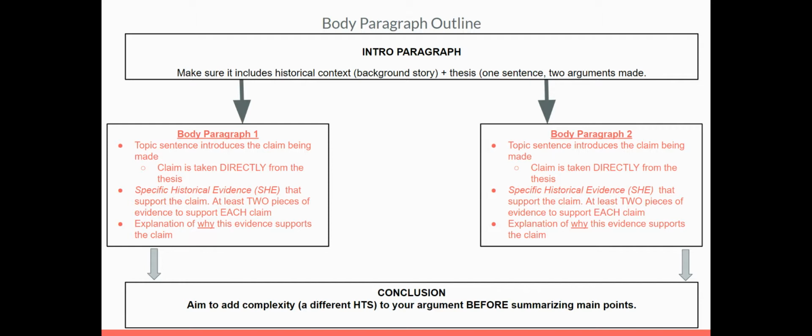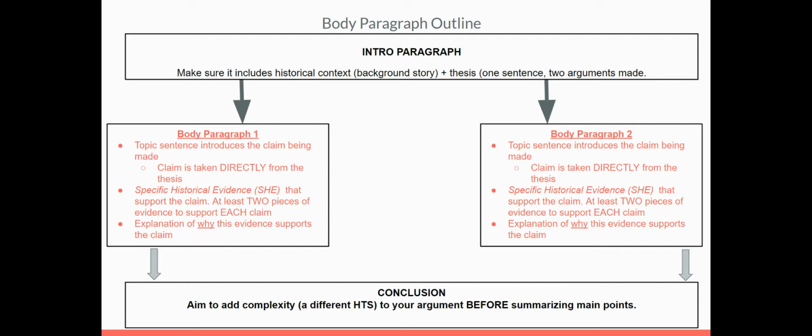So first, you've got your intro paragraph, you've got your contextualization, and the last sentence in that paragraph is your thesis. One sentence, two arguments. Next, your body paragraphs. So you have, for both body paragraphs, guys, you have your topic sentence introducing the claim being made. The claim must be taken directly from your thesis. You need to start out every body paragraph with a claim sentence. You have to do that. And the claim sentence must be all inclusive.